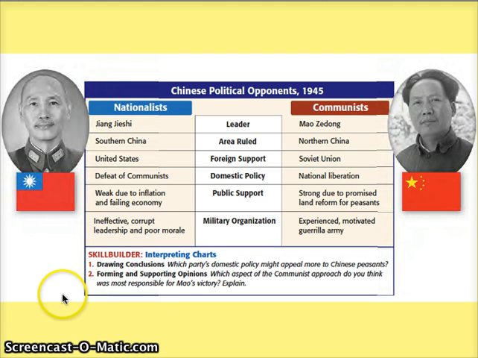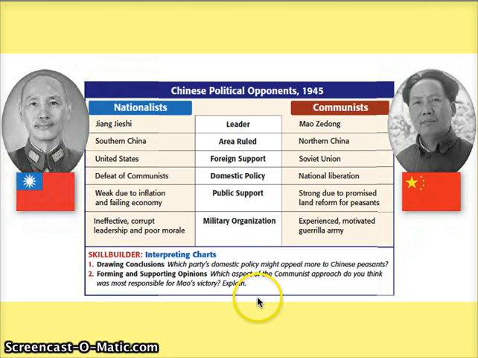Here's an easy way to look at a chart. We have the leader, Mao, versus Jiang Jieshi. We have areas ruled. Mao is in northern China, Jiang is in southern. Foreign support: the Soviet Union is supporting Mao, whereas the States is supporting Jiang. Domestic policy: national liberation versus defeat of communists. Public support: inflation and a failing economy, whereas Mao had a strong peasant following.